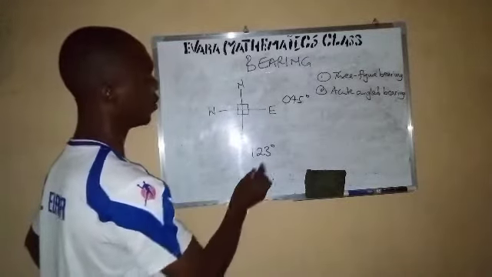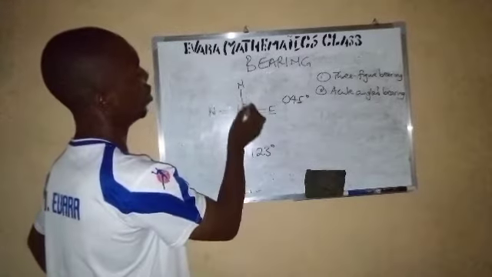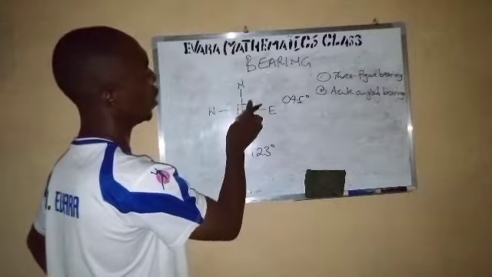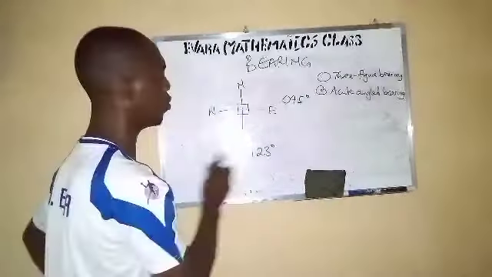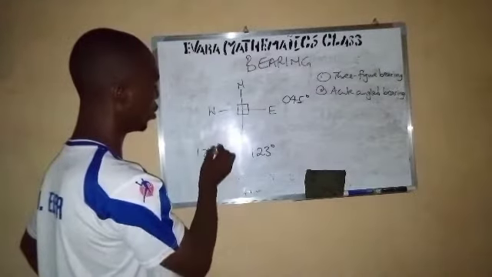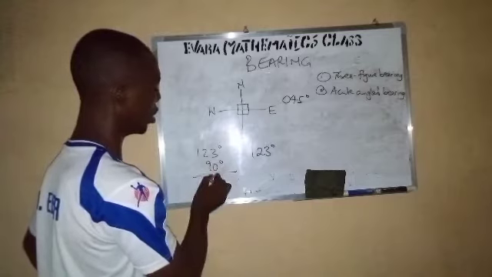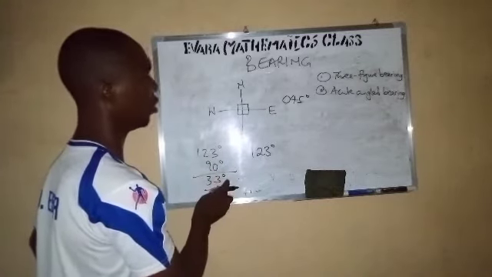So let's say we want to measure this angle, 123 degrees. From here to here is 90 degrees. So how do we get the remaining part of this angle? You subtract 90 degrees from 123. 12 minus 9 is 3. So we are left with 33 degrees.